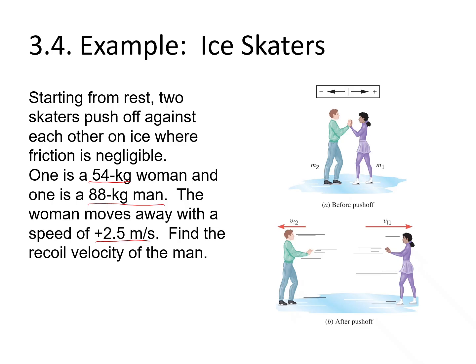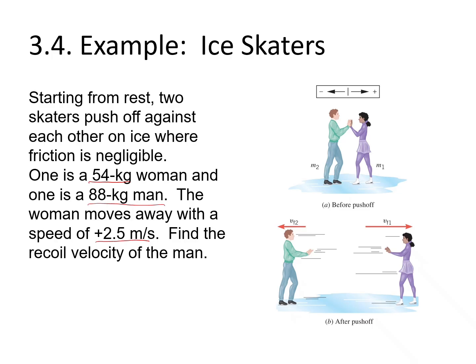Because the skaters start from rest, the initial total momentum is zero. Since friction is negligible, there is no significant external horizontal force on the two skater system. Therefore, the final total momentum must also be zero. This means the woman's momentum in the positive direction must be balanced by the man's momentum in the negative direction.